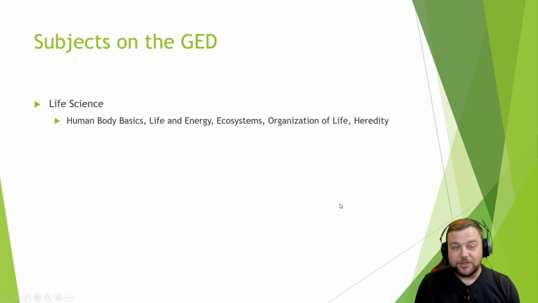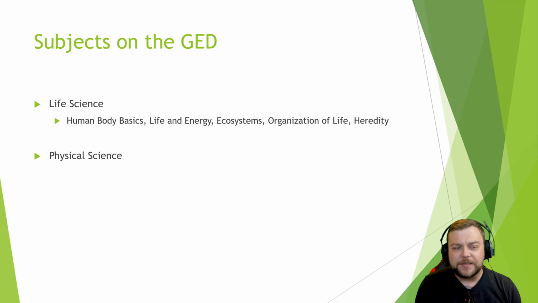So subjects on the GED, you'll have the life science, so that's human body basics, life and energy, ecosystems, organization of life, and heredity, okay? Those Punnett squares from the last video, that's where that heredity comes in. I would study a little bit about the water cycles, the different energy cycles, and balances of an ecosystem, okay? And I'll probably do quite a few videos on all of those.